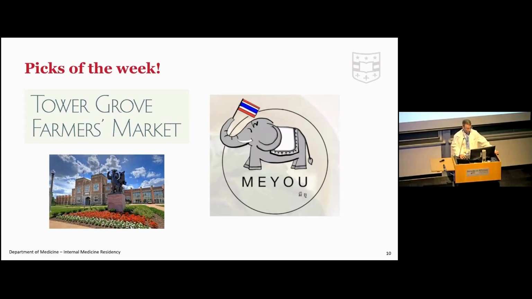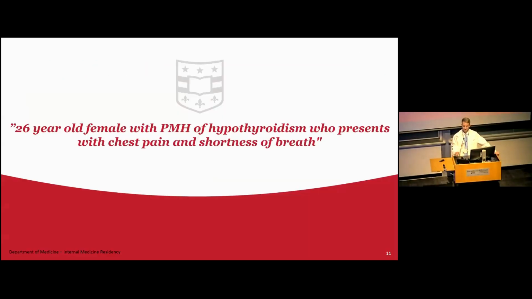But we're here to learn about medicine. So we'll go back to the one-liner again. Like we talked about, a 26-year-old female with hypothyroidism who presents with chest pain and shortness of breath. And I'm going to go ahead and go into more of the HPI.